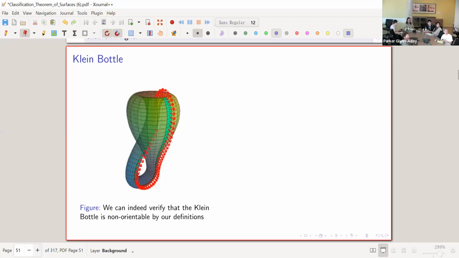So again, as I stated, it's non-orientable. You can verify this for yourself. You can take a normal vector and then slide it around to the opposite one over here.